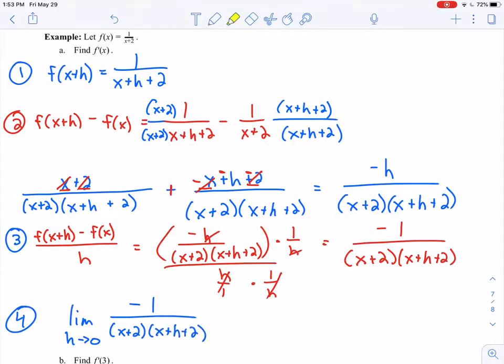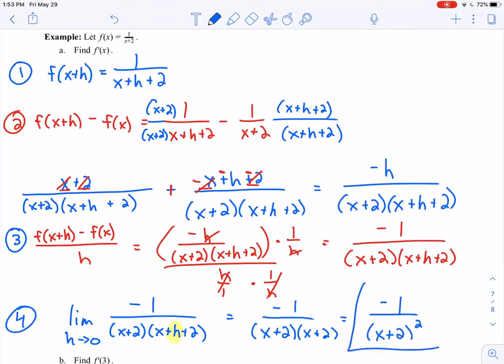So really all I'm doing is plugging 0 in for this h right here. So I'll have negative 1 over x plus 2 times x plus 0 plus 2. I'm just going to write that as x plus 2. So we could probably just leave it like that, or maybe we write this as negative 1 over x plus 2 quantity squared. Again, you could FOIL that out if you really wanted to. But let's say that this is our derivative, f prime of x.